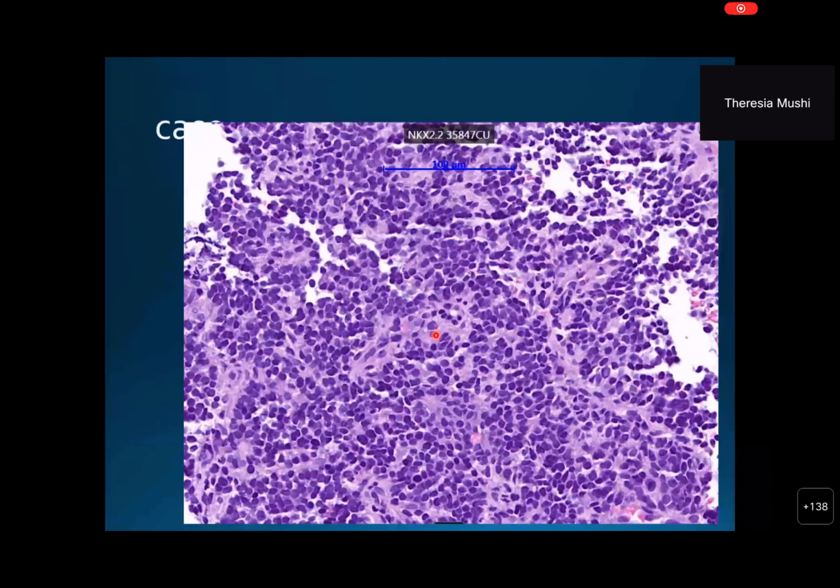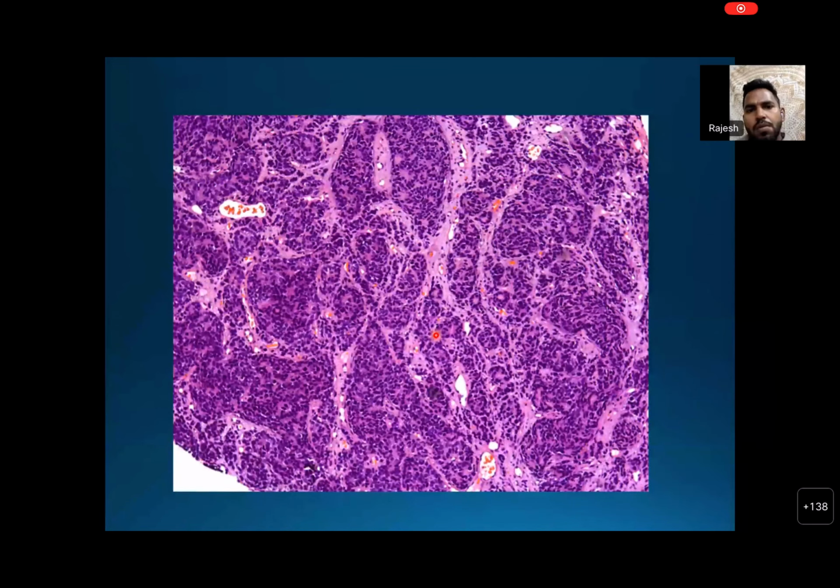Fine, Teresia. There is some more image of the same case. What can you see here? So in here I'm seeing a nest again. It's a tumor which consists of small round blue cells supported by thin to thick fibrous strands, and at this point I'm also seeing a formation of pseudorosettes which are consistent with Homer Wright rosettes. Some blood is also seen in the photomicrograph.